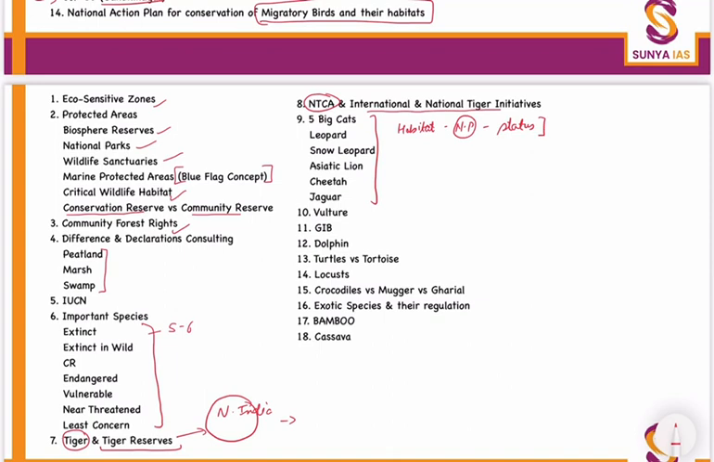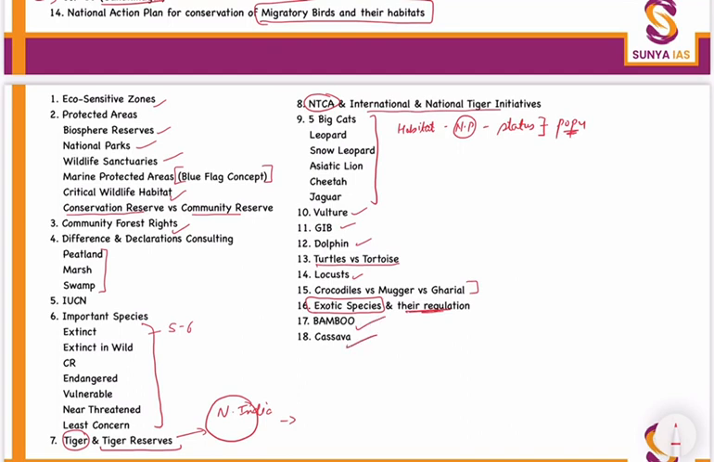Also, if a certain big cat has a census involved with it, then what is the population, right? Chalo. Then a few important ones which you have to cover in detail are the vulture, GIB, dolphin, what is the difference between turtles and tortoise, the locust attack that happened, that becomes important. Then what is the difference between crocodiles, mugger and gharial, and what is their IUCN status. Then what are exotic species and how they are regulated in India, that becomes important.